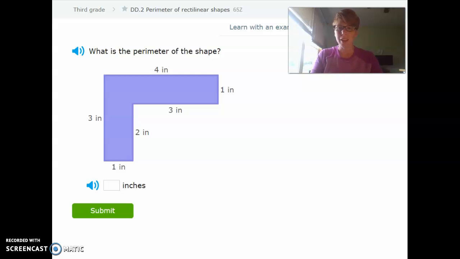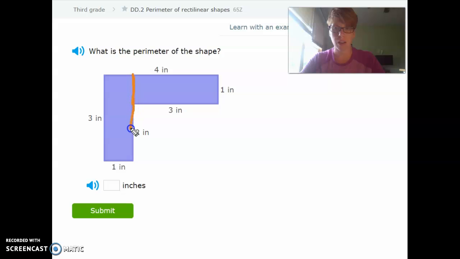We are working with IXL 65Z, the perimeter of rectilinear shapes. Now when it says rectilinear, that pretty much means the shape makes the letter L, and well, an L that's been turned sideways. So when I'm looking at this shape, you know what I'm noticing? Do you notice it too? That this shape is basically two rectangles put together.